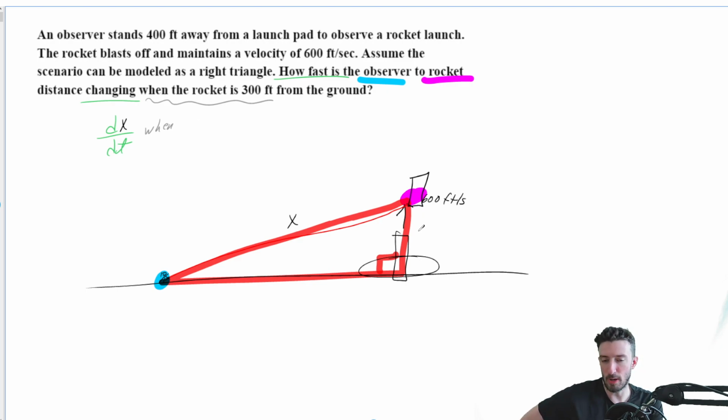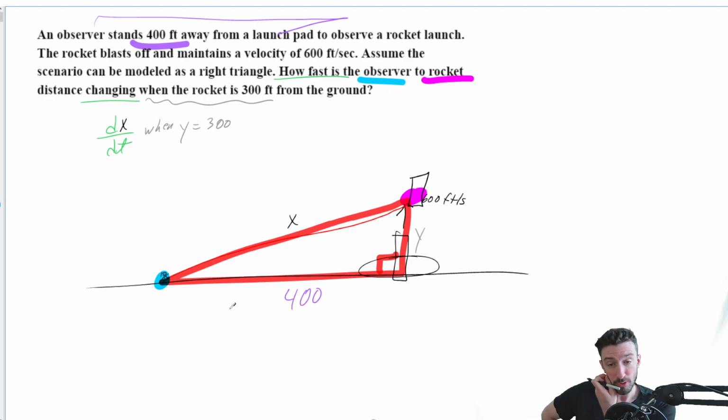Okay, so how about I call this y, and then we'll say when y equals 300. Now, by the way, there's 400 that I should have got in here right at the beginning, because it said that the observer is standing 400 feet from the launch pad. So 400 goes right there.